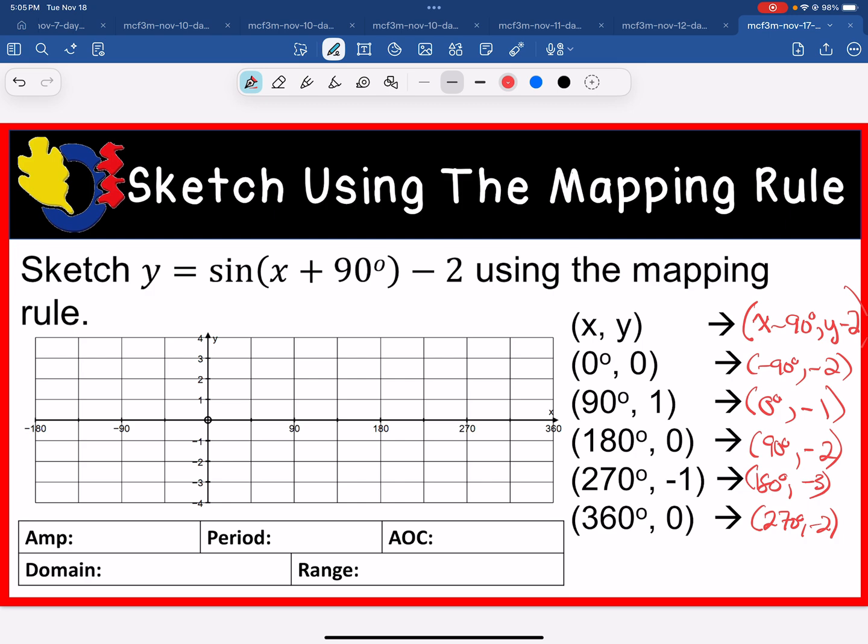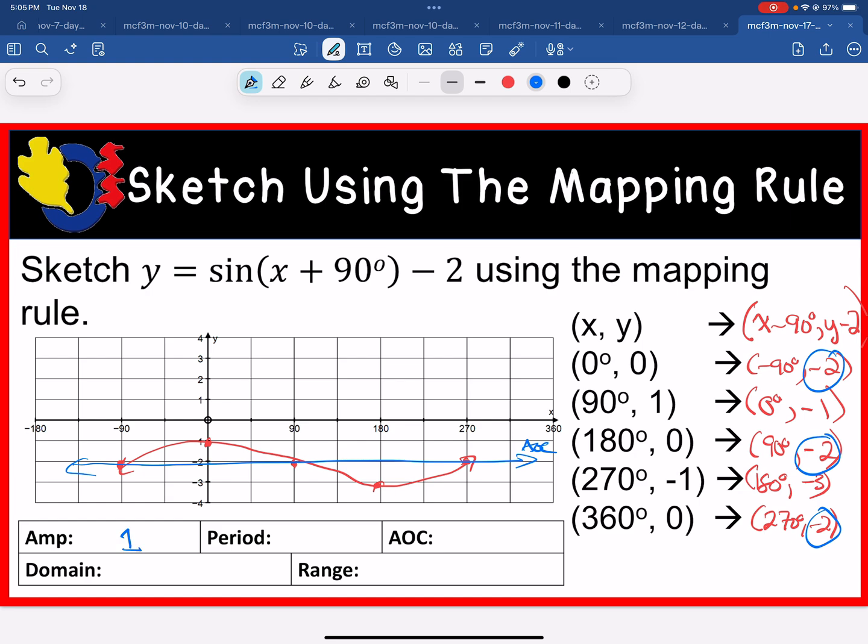Okay, so then I can go ahead and literally just plot all of those points. So at negative 90, negative 2; 0, negative 1; 90, negative 2; 180, negative 3; 270, negative 2. So here's the sine curve. Okay, I can draw in my AOC. So the AOC, if you notice here, we have the negative 2, negative 2, and negative 2. So that's my AOC. Okay, so the amplitude is 1.